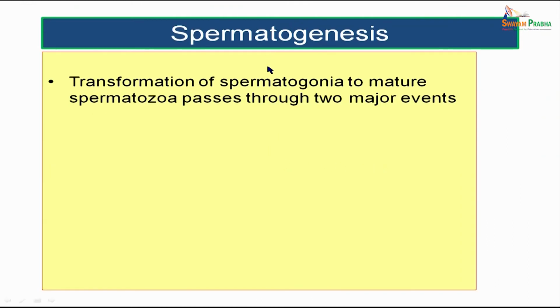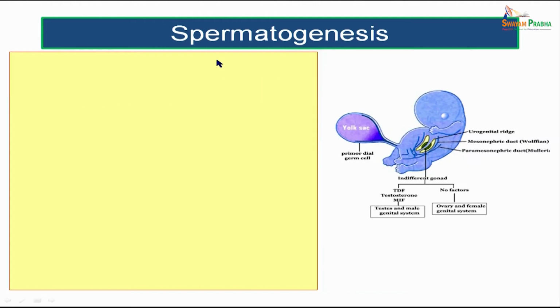Let us move on to the next topic, spermatogenesis. What is meant by spermatogenesis? Genesis means development. So, spermatogenesis means transformation of spermatogonia to mature spermatozoa. We need mature spermatozoa for fertilization, and the primitive forms are known as spermatogonia. The spermatogonia have to undergo a series of changes in order to form mature spermatozoa. The two major events happening during spermatogenesis are spermatogenesis proper and spermiogenesis.